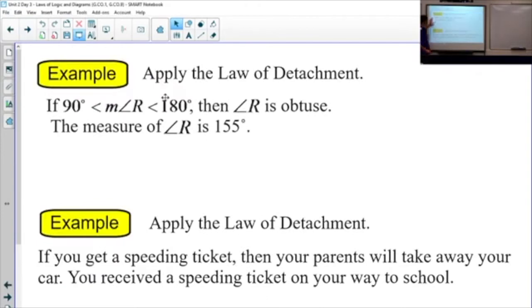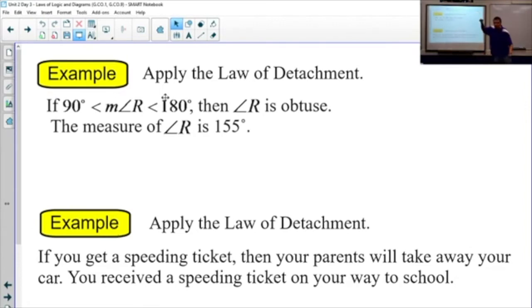All right. So we have the general statement, the general if-then statement. If an angle is between 90 and 180 degrees, then the angle is obtuse. That's true because that's what an obtuse angle is, an angle between 90 and 180 degrees. Okay, so that's our if-then statement. We're talking about a general. Here's how we know if an angle is obtuse.